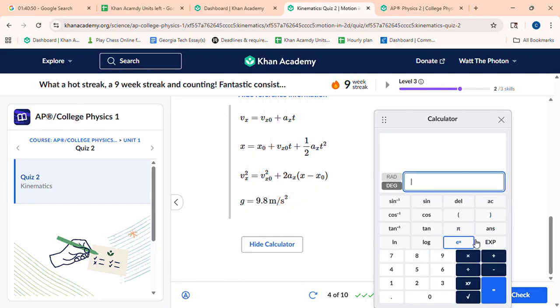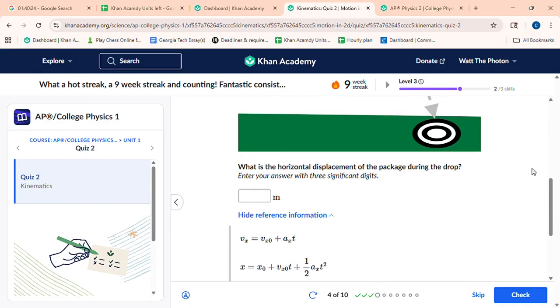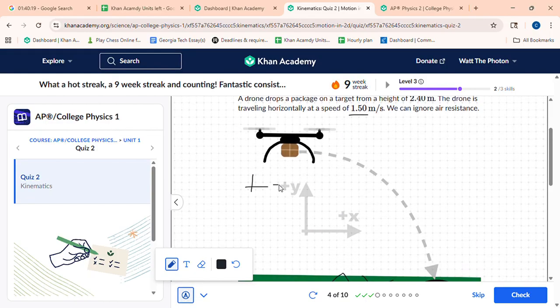So we have the square root of 2.4 divided by 4.9. That's 0.7. So 0.7 is equal to time. Okay, which makes a little sense. Find the horizontal displacement. Okay, so now I know that the time equals 0.7.